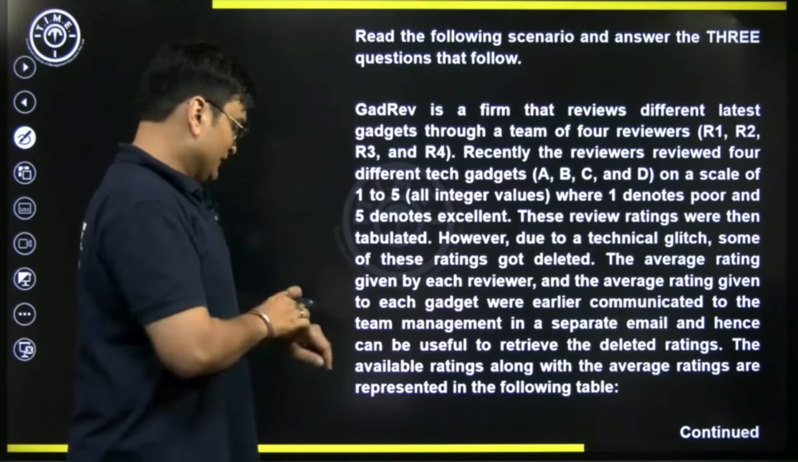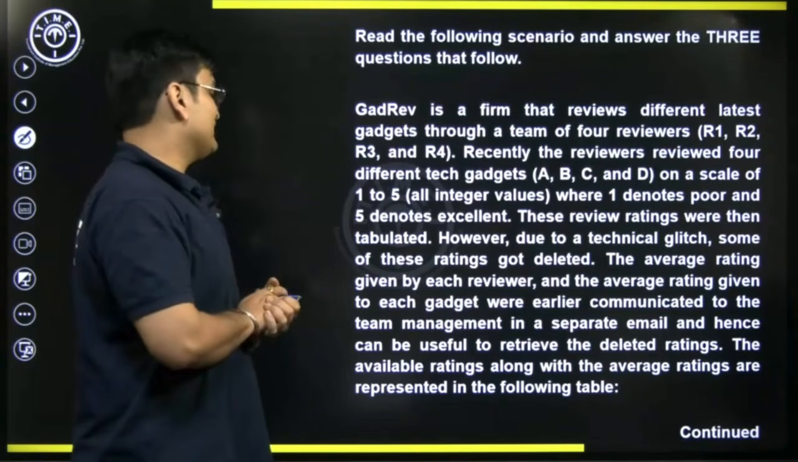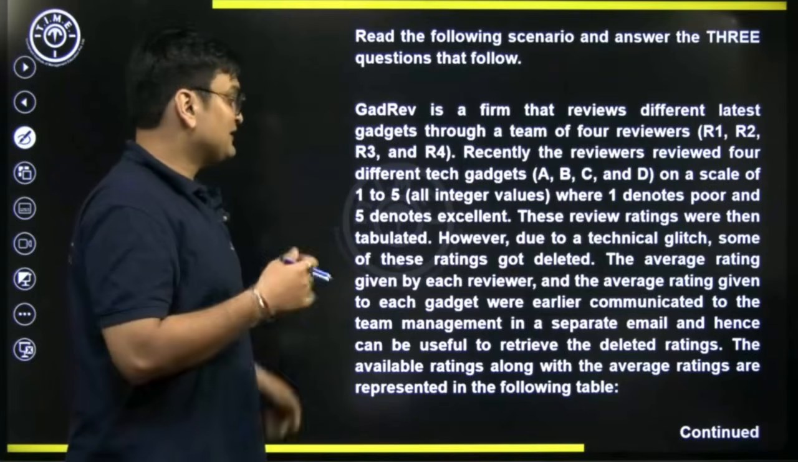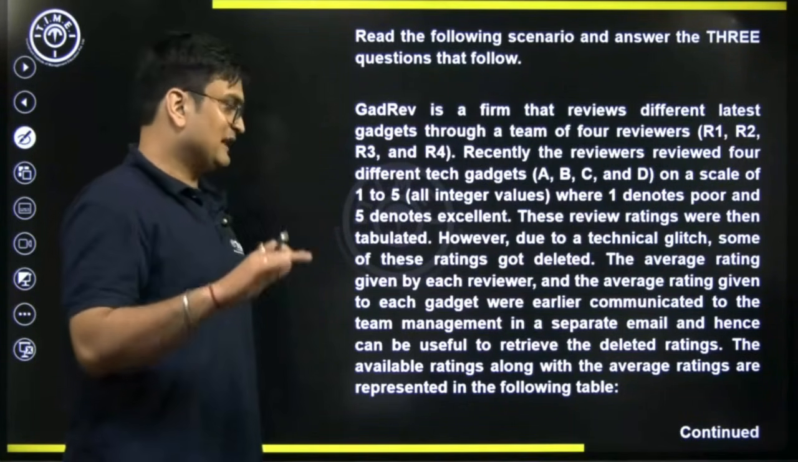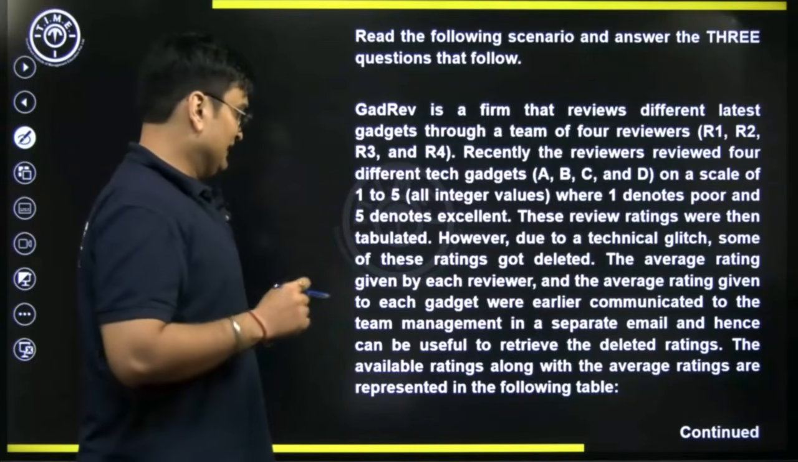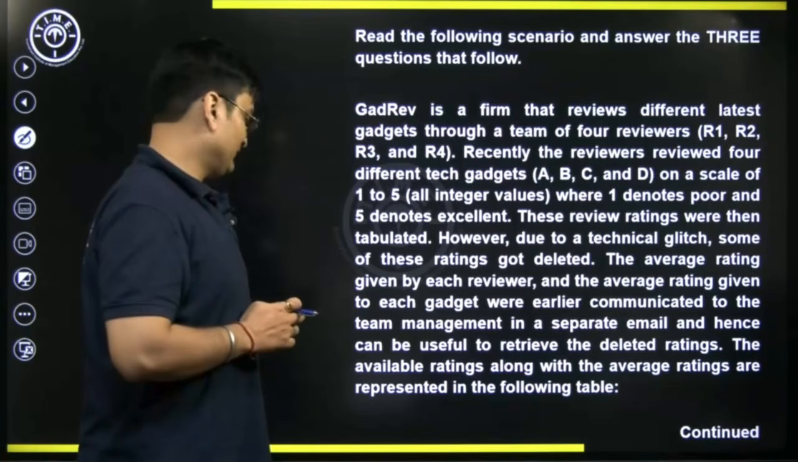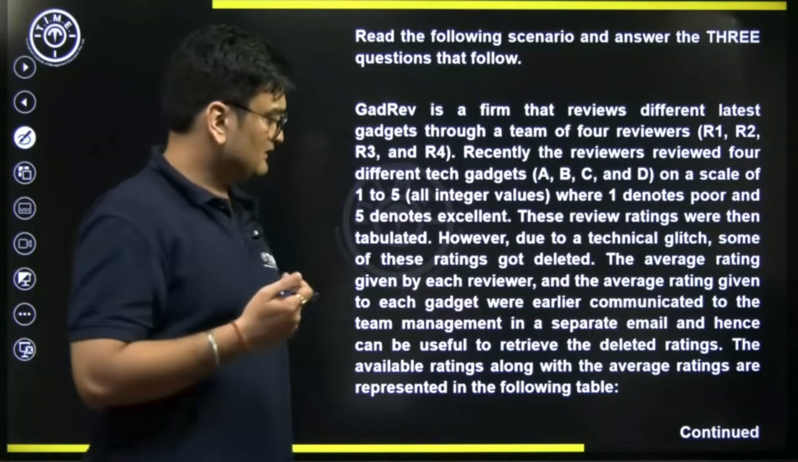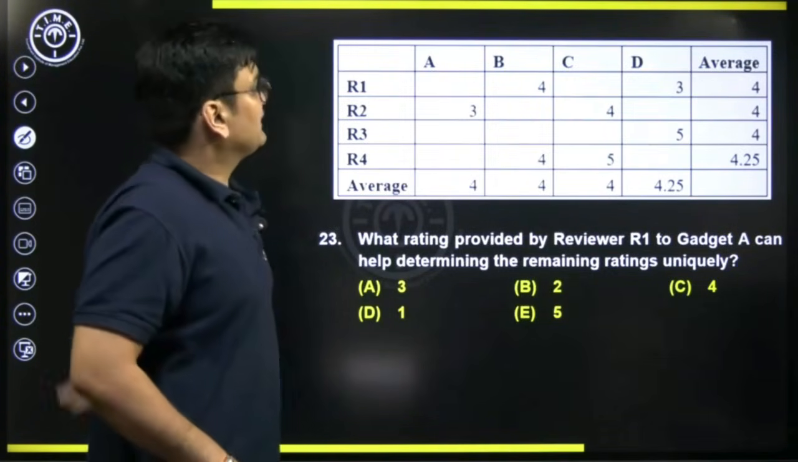However, due to a technical glitch, some of these ratings got deleted. The average rating given by each reviewer and the average rating given to each gadget were earlier communicated to the team management in a separate email, and hence can be useful to retrieve the deleted ratings. The available ratings along with the average ratings are represented in the following table. Now look at this.